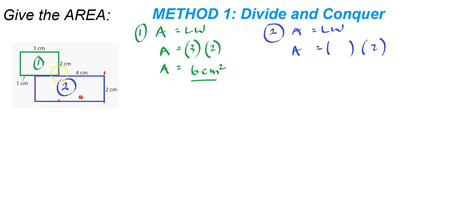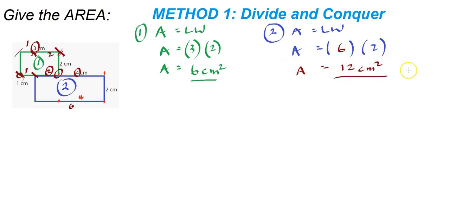I know that from this point to this point, it's 3. And I also know from this point to this point, it's 1. So if from here to here it's 3, and from here to here is 1, I know that from this point to this point it must be 2. So I know that's 2. 2 plus 4 gives me a length of 6. So I can put 6 in here. So area equals 6 times 2, which is 12. And that's centimeters squared as well.